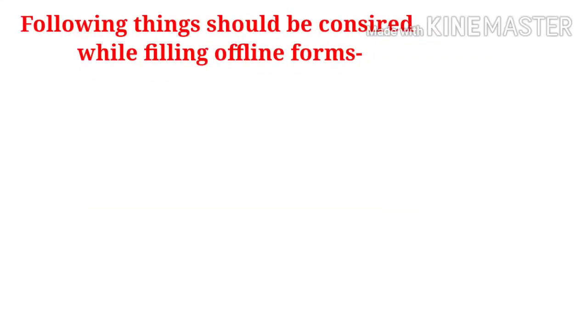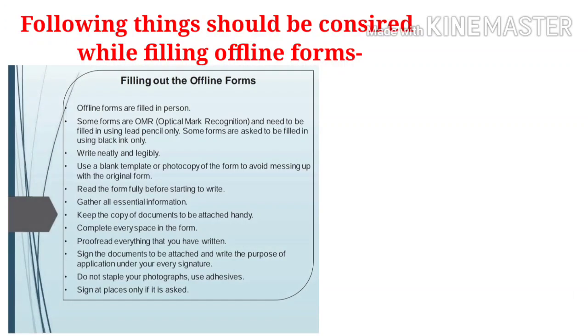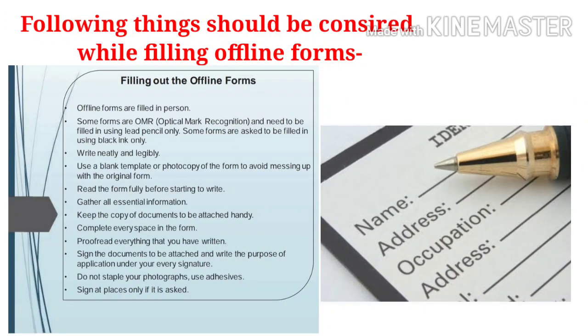Now let us try to understand what are the things that should be considered while filling offline forms. Offline forms are filled in person. That means an individual alone can fill the offline form. Some offline forms are of OMR type forms. That means optical mark recognition. These are the forms that can be filled with lead pencil or black ink pen. For example, the answer sheet of your scholarship examination.